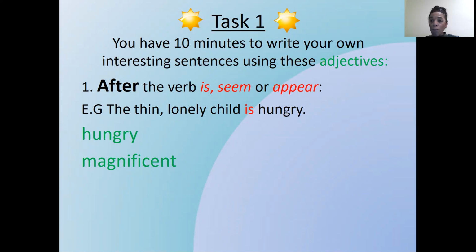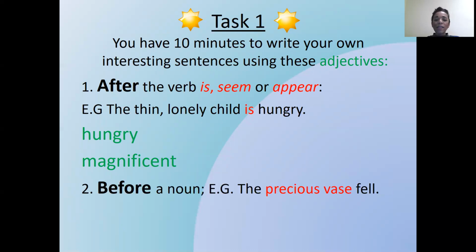So here's my example. The thin, lonely child is hungry. So I've chosen the word hungry, which is an adjective, and I've put it after the verb is. So that's what I'd like you to do, is to take hungry and put it after a verb. You can use is, or you might use seem, or you might use appear, or you might have your own verb. I'd also like you to pick your own sentence using the word magnificent. And again, magnificent has to come after the verb.